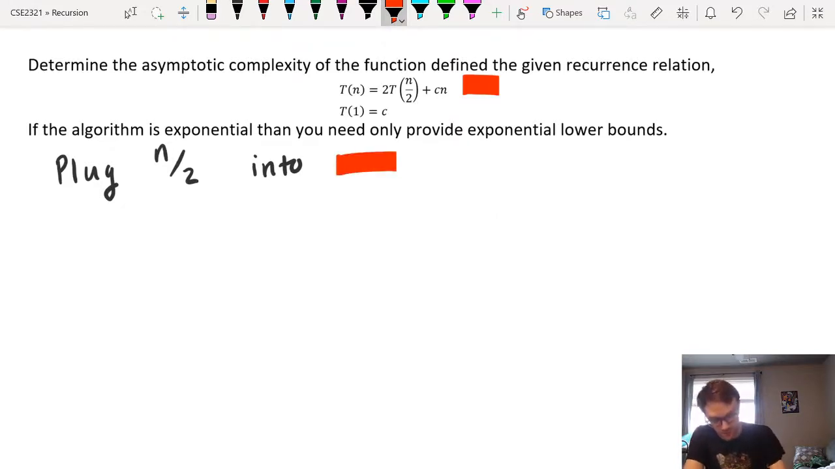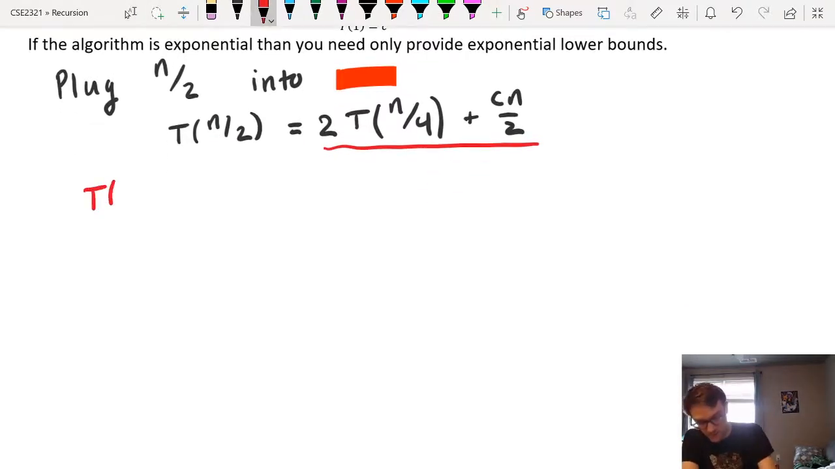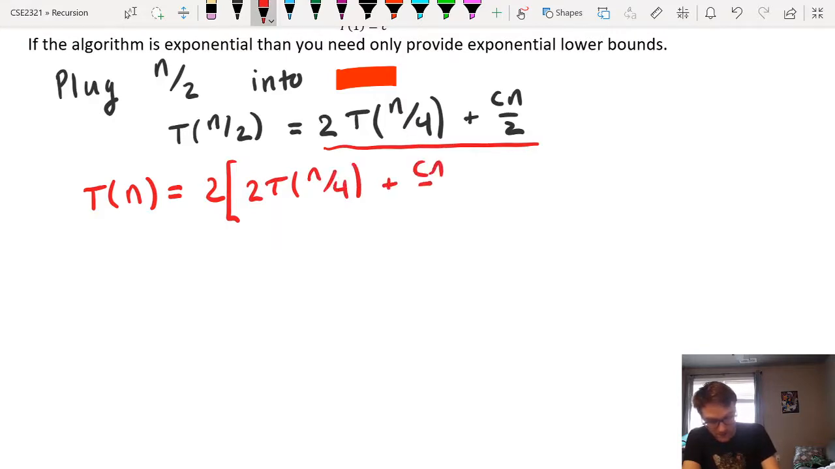So we plug n over 2 into the red barred equation, and we get t of n over 2 on the left is equal to 2 times t of n over 4, plus cn over 2. We're now going to take that expression there, underlined in red, and replace t of n over 2 with it. So we have t of n is equal to 2 times the bit underlined in red, 2 t of n over 4 plus cn over 2 plus cn.